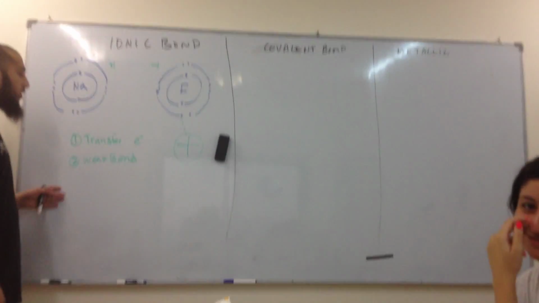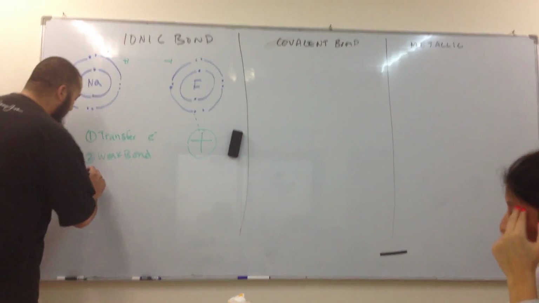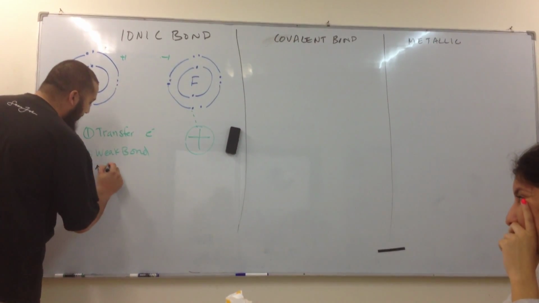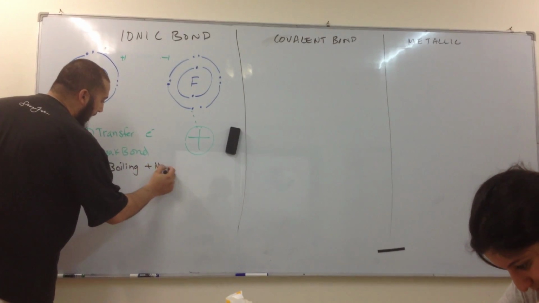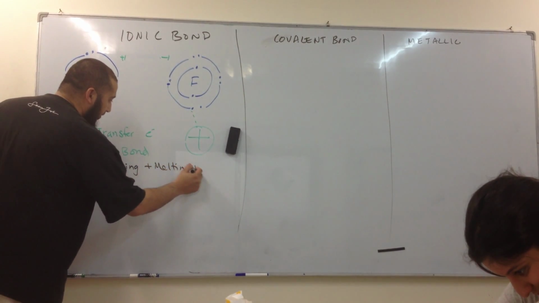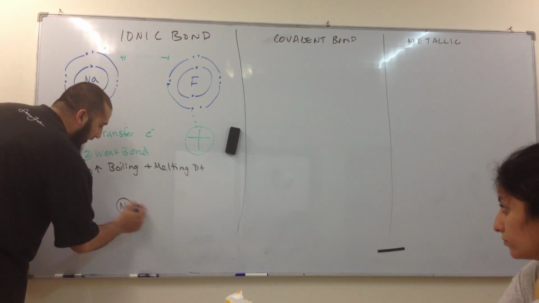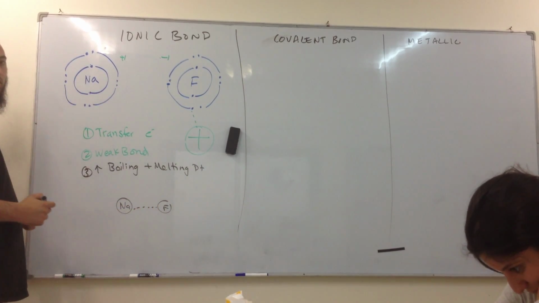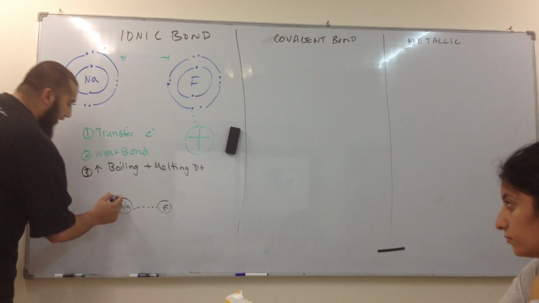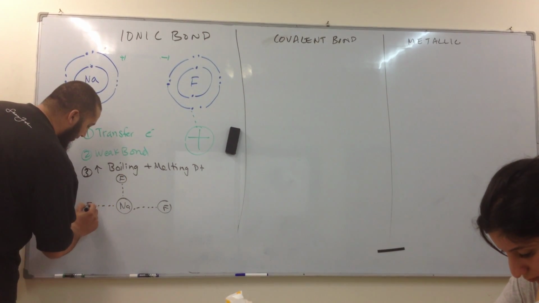All right. So look, it's a weak bond, right? So we know this for a fact. It has a high boiling point and melting point. Why? Here's the thing. Sodium and fluorine, right? They have a bond with each other. You guys agree? But what's stopping sodium from bonding with another fluorine?